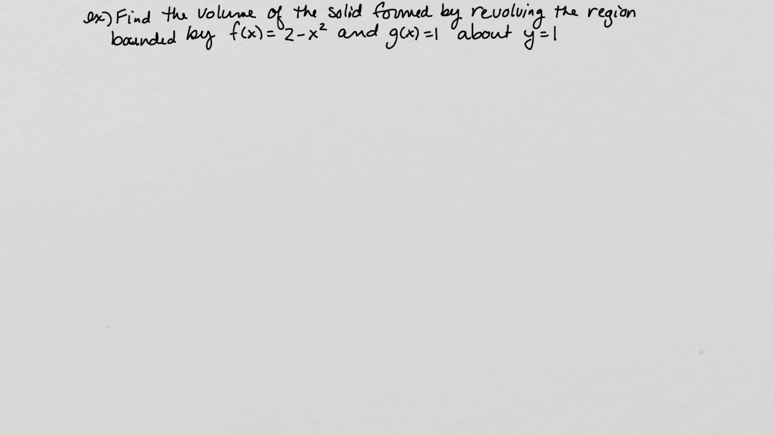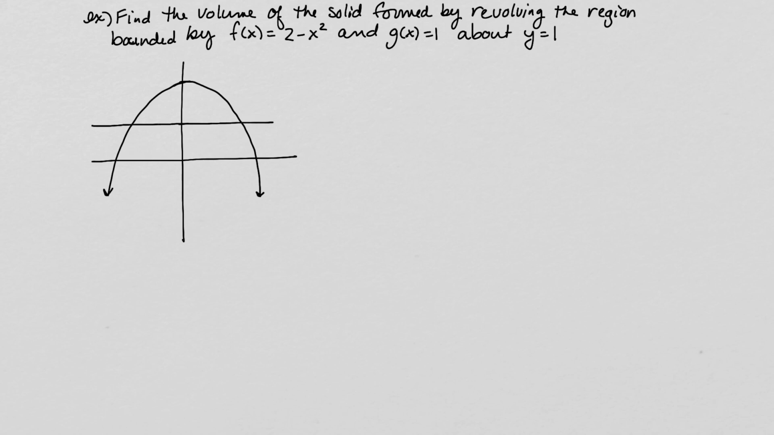All right. So should we try this last one here? So we're looking at this volume. f of x equals 2 minus x squared. That's a parabola that opens down, and it's up here at 2. And the function g equals 1 is just a horizontal line. So we're talking about taking this area here, the area that's bounded between these two curves.